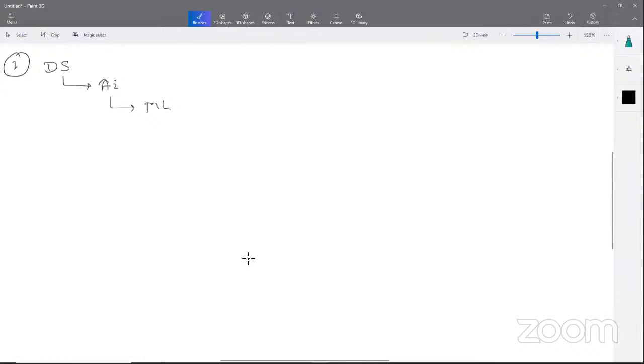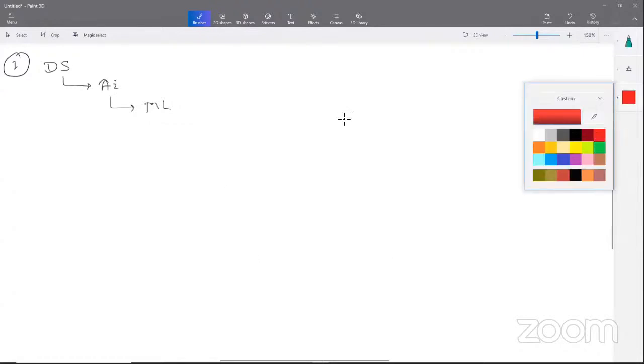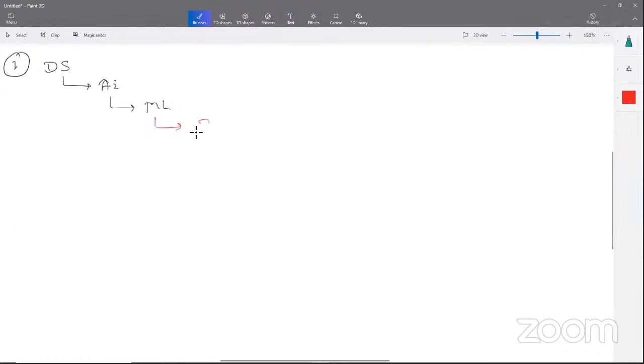Now in machine learning, whatever algorithms we have can broadly be classified into three different types: supervised, unsupervised, and reinforcement learning. And we're going to be discussing all these things.